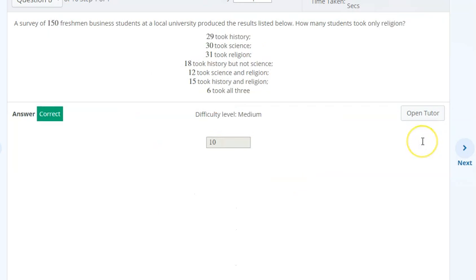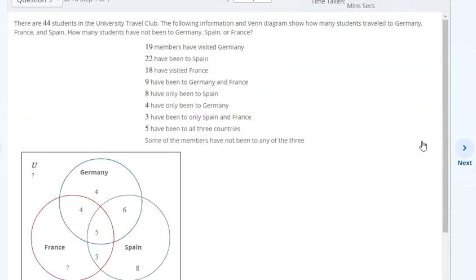Here's another if you want to try it on your own. This is 10. This person had it correct. It's done in a very similar way. I just don't want to make this too long. And we did one like this also, where you match up your cardinal numbers to this. And we're looking, some of the members have not been to any of the 3. So you have to find how many went to France. Let's just fill this in a little bit more.